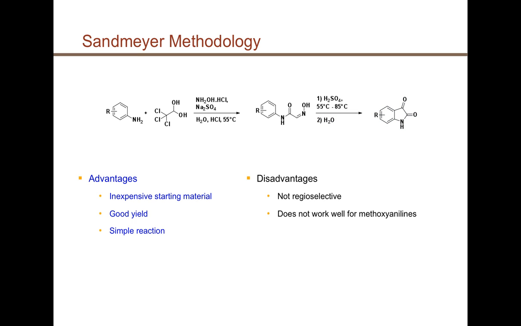The advantages of the Sandmeyer methodology are that it uses inexpensive starting material, it gives good yield, and it is a simple reaction. The disadvantage of the Sandmeyer methodology is that it is not regioselective, so if a meta-substituted aniline is used as a starting material, a mixture of regioisomers will be obtained as a product. Also, the methodology does not work well for methoxy anilines.